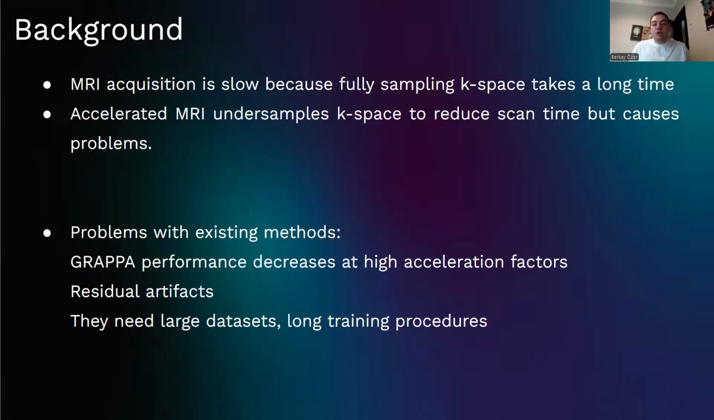Inherently, MRI acquisition is very slow, and fully sampling the k-space takes a really long time. Accelerated MRI undersamples the k-space to reduce scan time, but it causes problems such as residual artifacts. There are some methods to fix these problems, but they are flawed too. GRAPPA performance decreases at high acceleration factors and causes residual artifacts, and some CNNs do give better results, but they need large datasets or long training procedures.